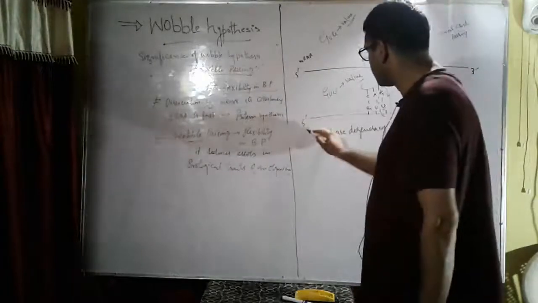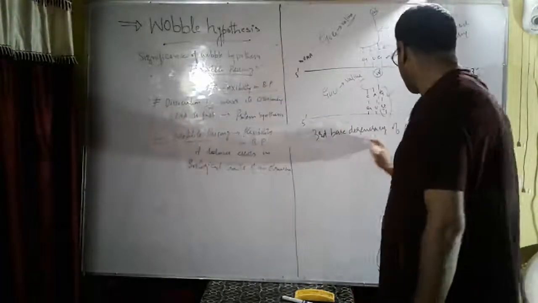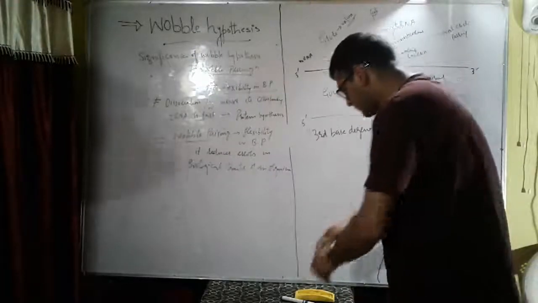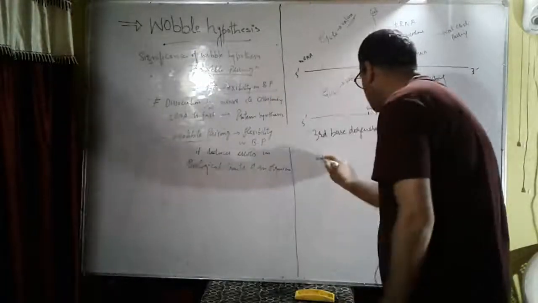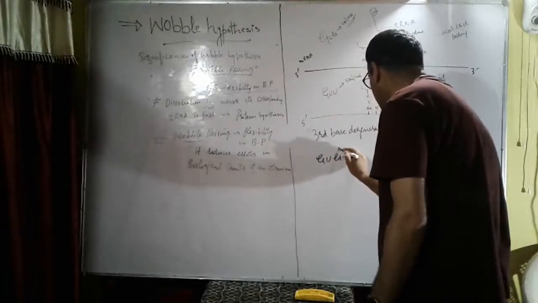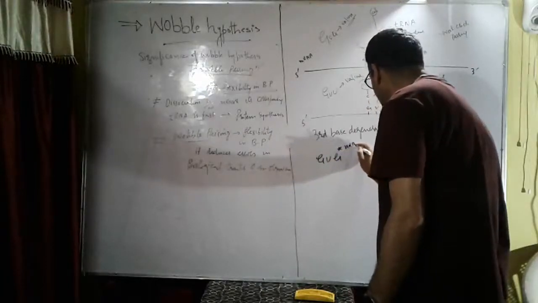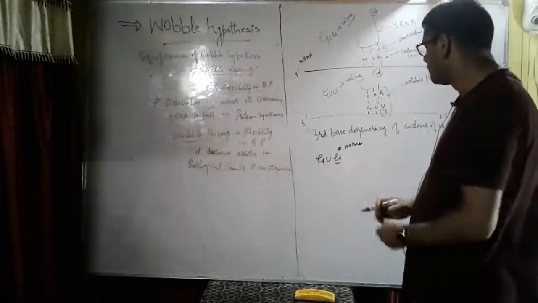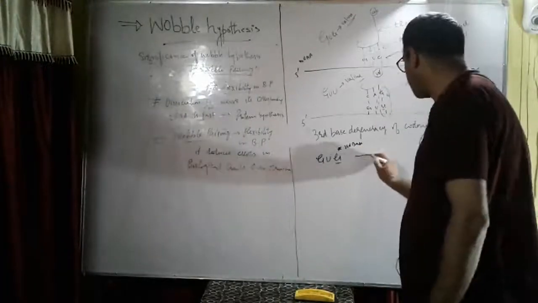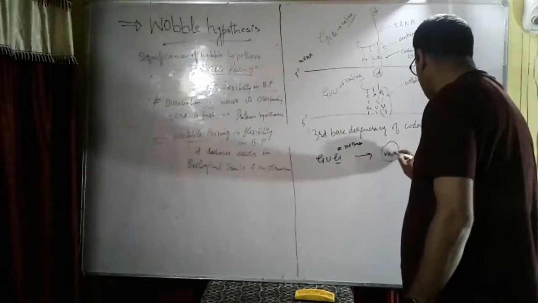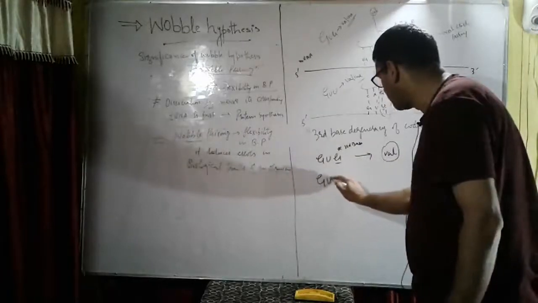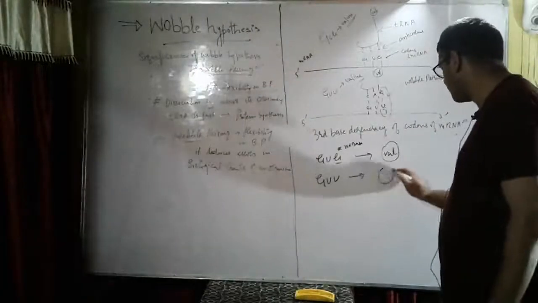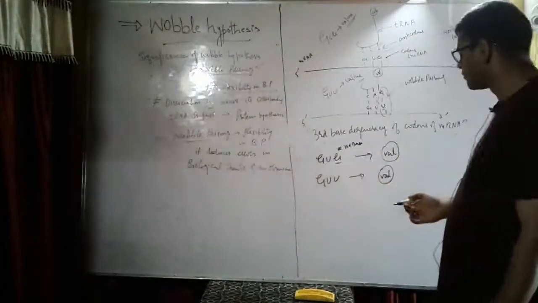We'll explain it like this. We have GUG. This is the third base. GUG codes for valine. We have GUU. It also codes for valine.